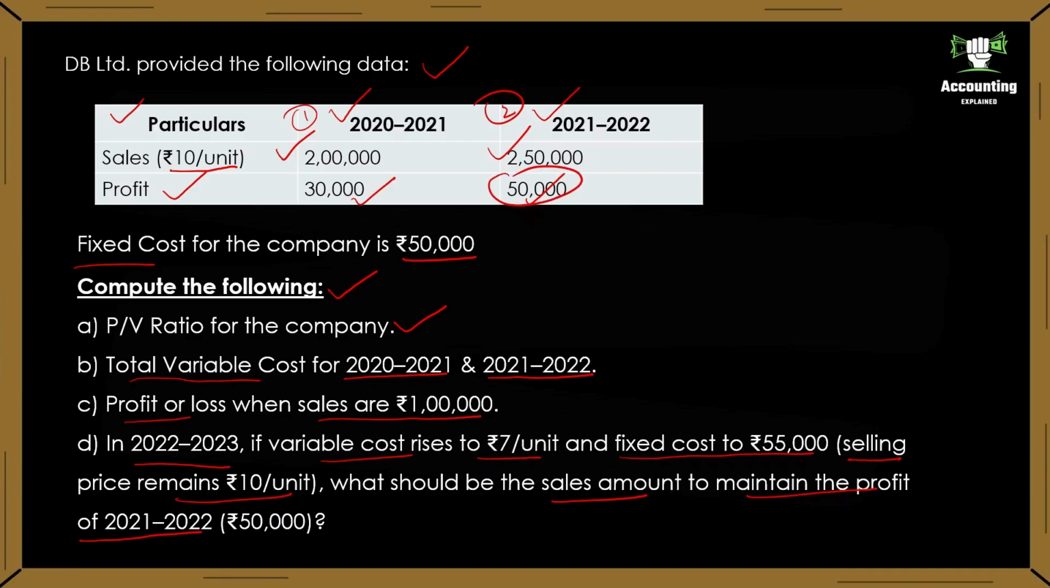That is rupees 50,000. Before we start, make sure you are thorough with the list of formulas we discussed in the previous slide. These formulas are the building blocks for marginal costing, and honestly, you need to memorize them well. Come on, let's do the solution now.